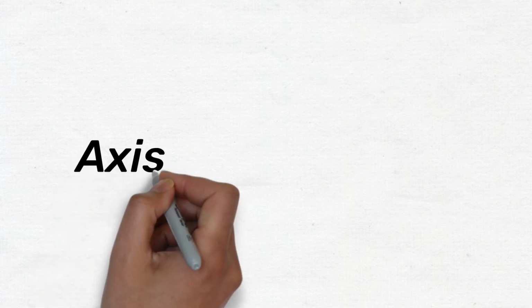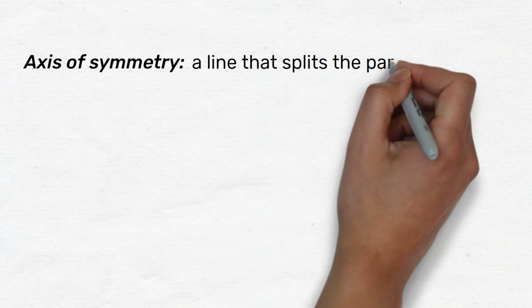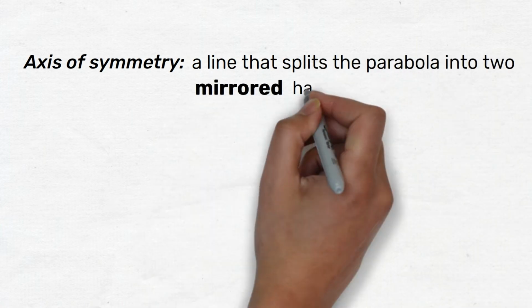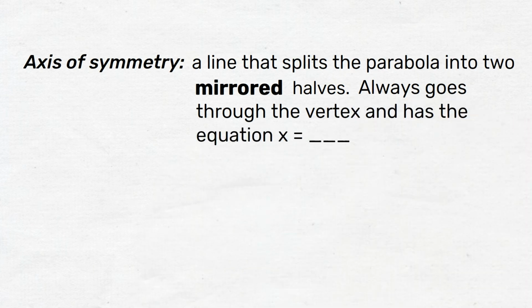Moving on, we have the axis of symmetry. This is just an invisible line that splits our parabola into 2 mirrored halves. It always goes through the vertex, and it always has the equation x equals something, where that something is the x-coordinate of the vertex.